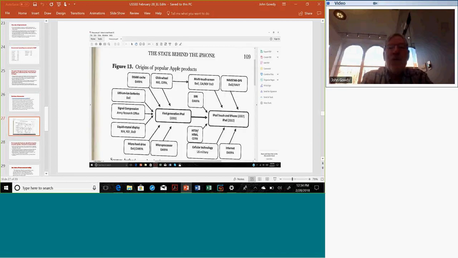She developed a diagram about the iPhone. She had a number of products, but this shows the first generation iPod and then the iPod Touch and iPhone. Every important component of that was developed in a government lab or department or so on: DOE, DARPA, U.S. military, and so on. All these technologies really came from government spending.